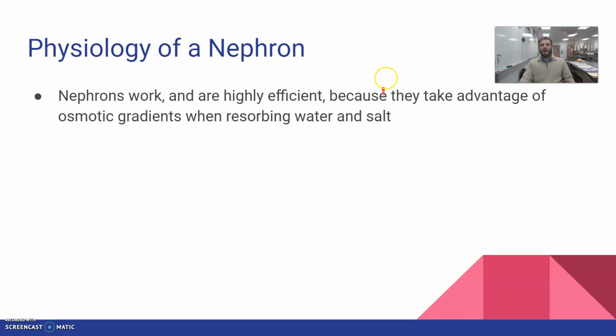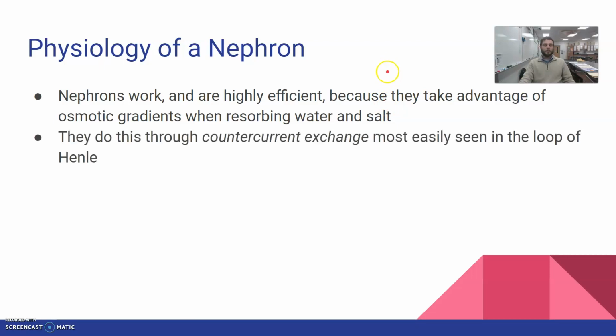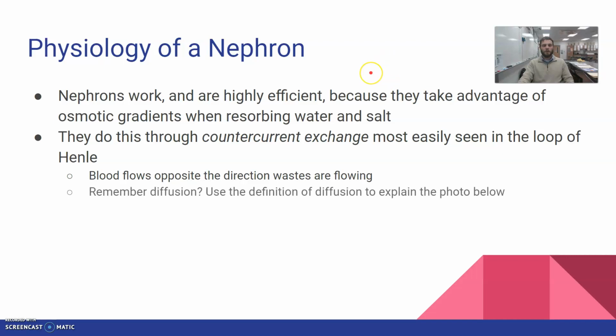So nephrons are highly efficient because they take advantage of osmotic gradients when they are reabsorbing water and salt. And they're going to do this through what's known as a countercurrent exchange, and we'll take a look at it in the loop of Henle. It's not a really easy concept to understand right away, so it's a little abstract, so hopefully I'm able to describe it here. But wastes are going to flow in the opposite direction as blood.